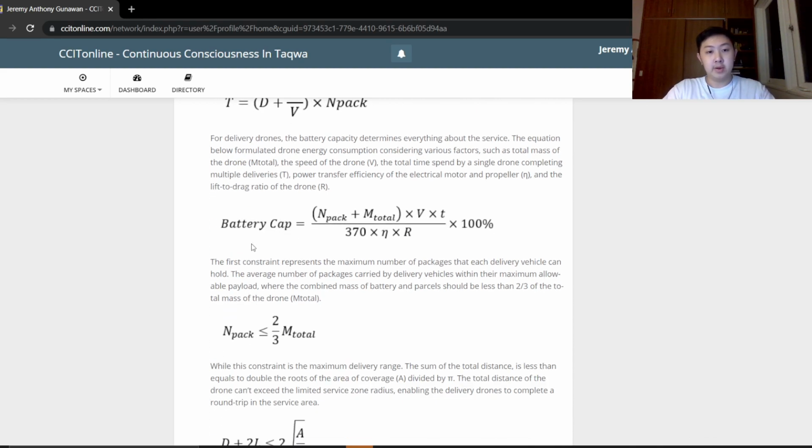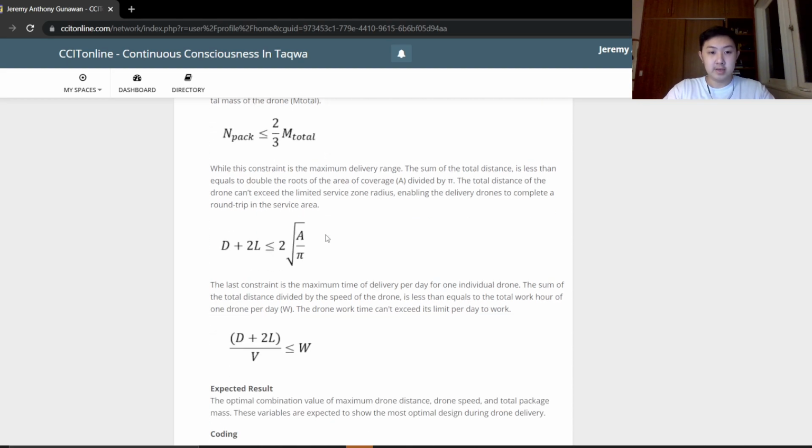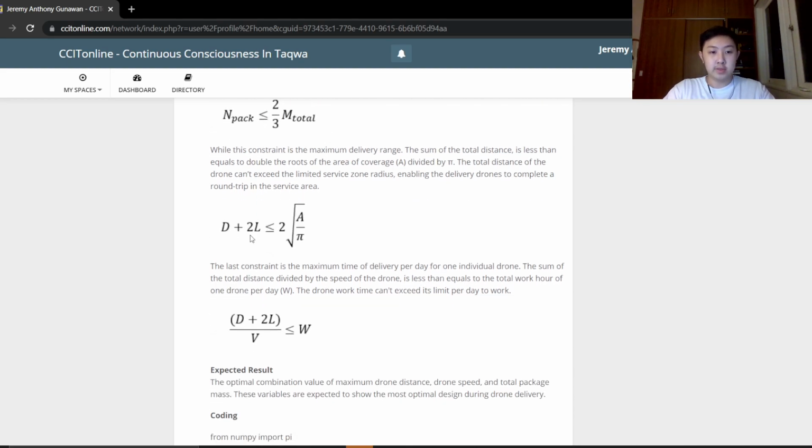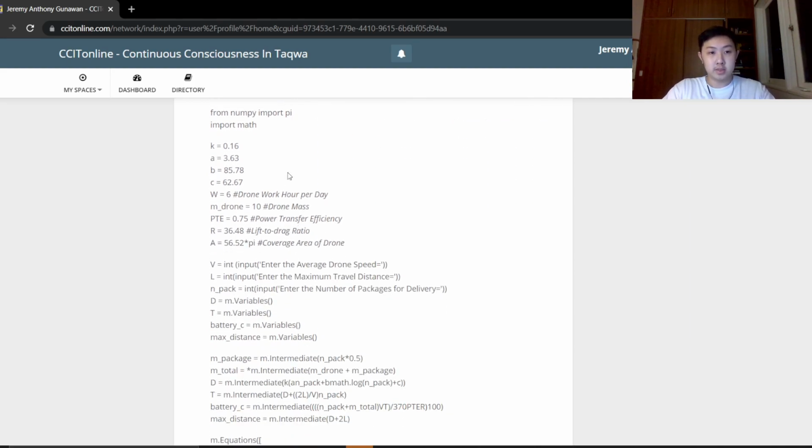We can find the battery capacity by this formula, and then there are some constraints: the number of packages cannot exceed the total mass, the total distance cannot exceed the area of coverage, and the total time cannot exceed the work hours per day of the single drone. So this is the coding. We can import numpy and import math. We can input the assumptions, which we have told you before.